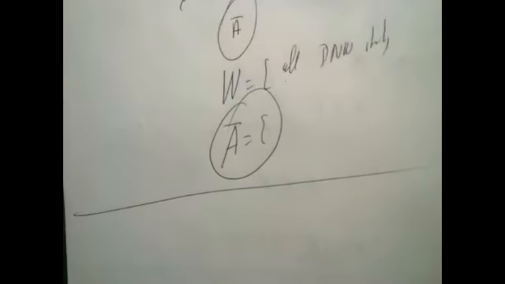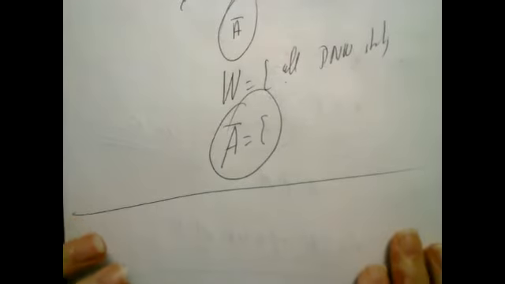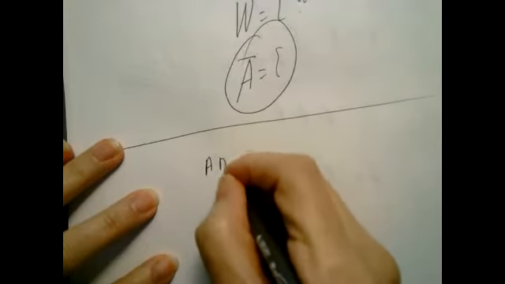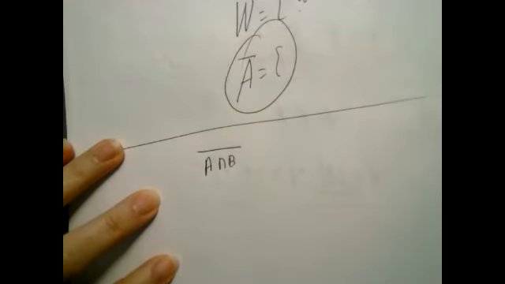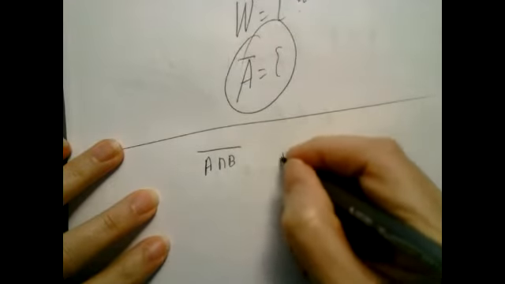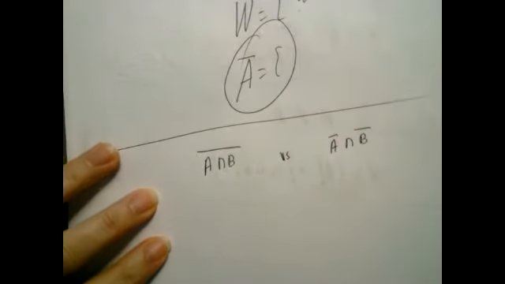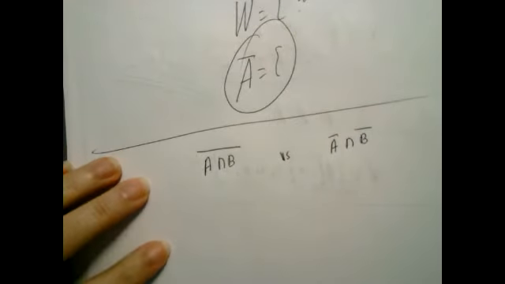Okay? Now, why did this show up a lot? It showed up a lot when I asked you the following question. I told you to compare the complement of the intersection versus the complement of A intersect the complement of B. And I did tell you to draw the Venn diagram.